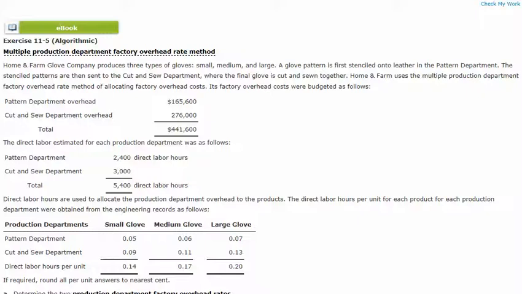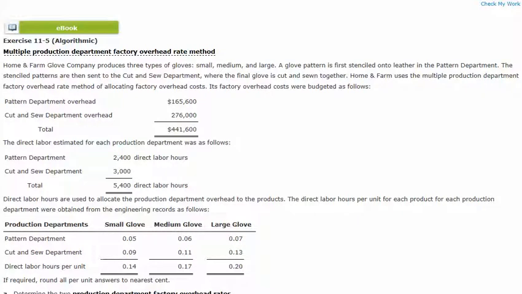If I were using a single plant wide, I would grab that total number and divide it by, say, the direct labor hours. But we're not. We're using multiple departments. So we're going to be looking at this question. It says, Home and Farm Glove Company produces 3 types of gloves, small, medium, and large. The glove pattern is first stenciled onto leather in the pattern department. The stenciled patterns are then sent to the cut and sew department, where the final glove is cut and sewn together. Home and Farm uses a multiple production department factory overhead rate method of allocating factory overhead costs. The factory overhead costs are budgeted as follows.